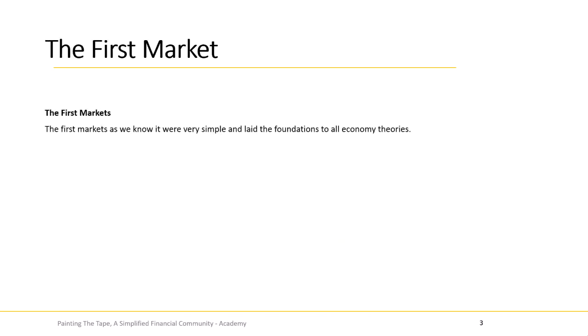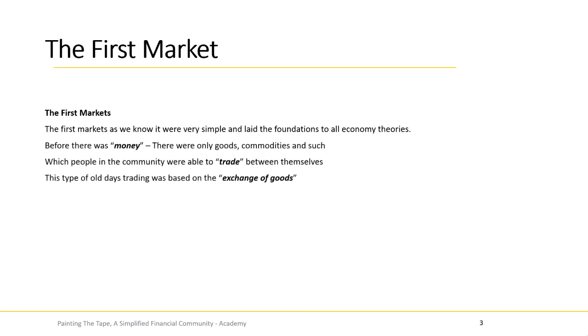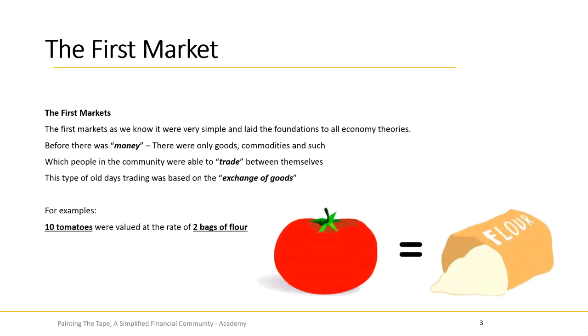It is a very simple way to understand it because, as I mentioned, if we have no money, our core market principle is trading. It's the exchange of goods. For example, let's say that James is growing tomatoes and he will trade or exchange 10 tomatoes for the value of 2 bags of flour. That's because he has a lot of tomatoes, he doesn't need all of them, and he's looking to buy flour to bake his bread.